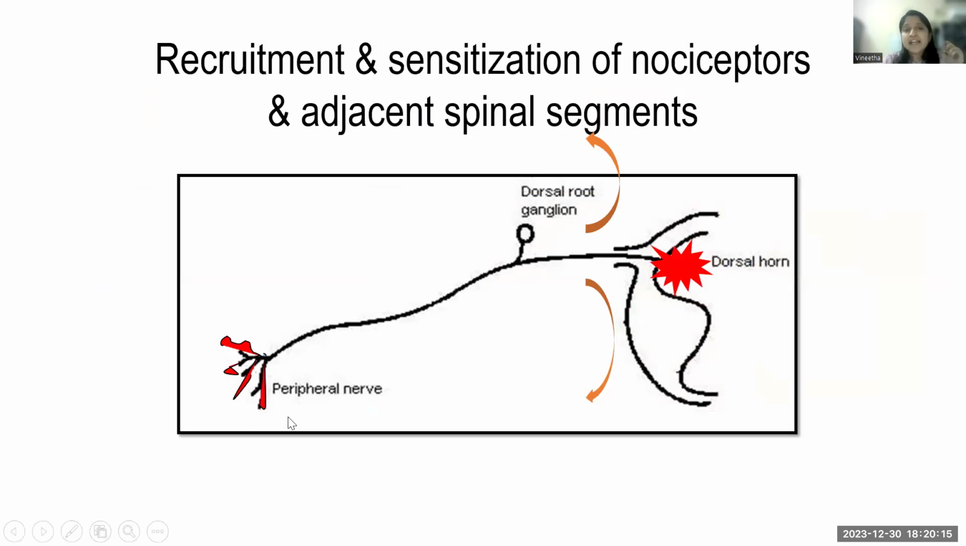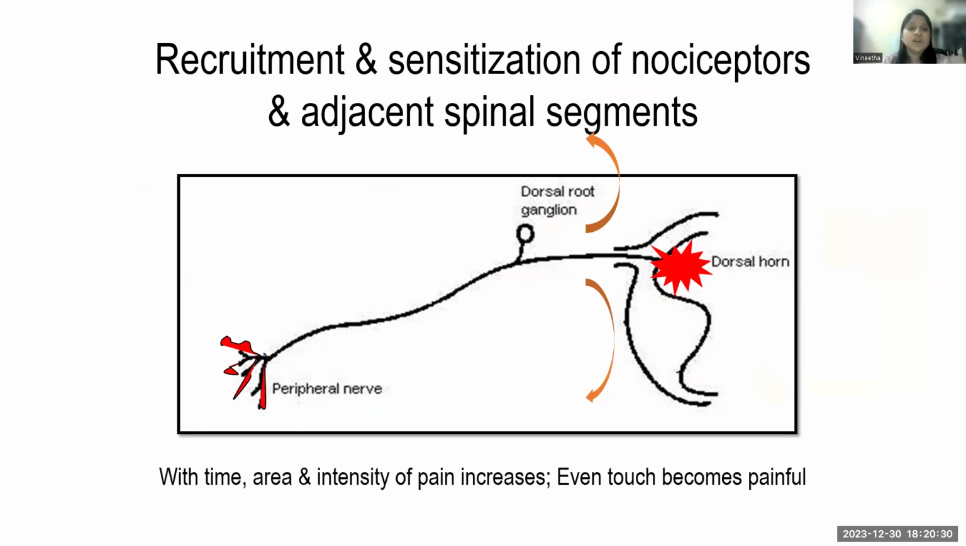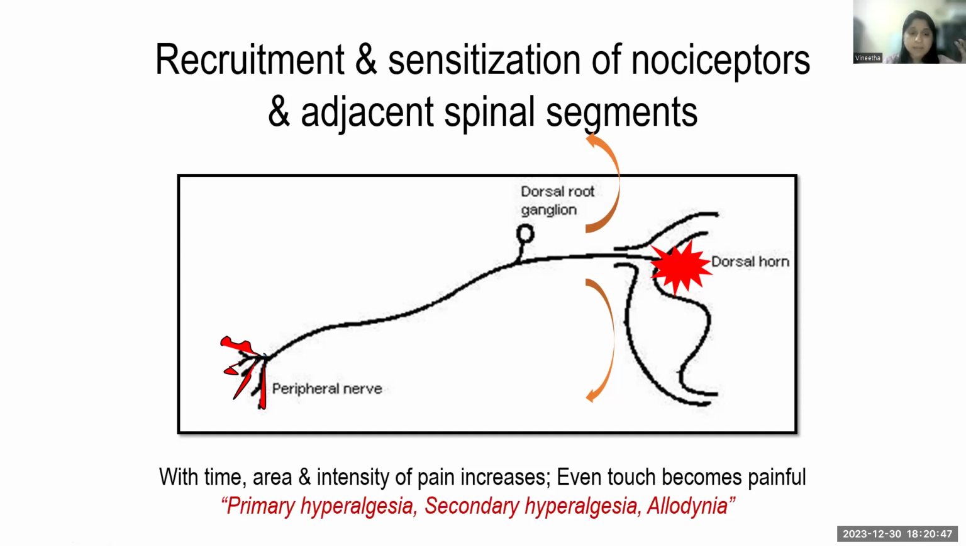The net effect of this sensitization is that in the periphery, the sleeping nociceptors get activated. In the dorsal horn, the adjacent spinal segments also get recruited or activated. So what happens over time is the area of pain increases, the severity of pain increases, the threshold of pain stimuli decreases, and it comes to a state that even touch becomes painful. The net result of sensitization is primary hyperalgesia, secondary hyperalgesia, and allodynia.